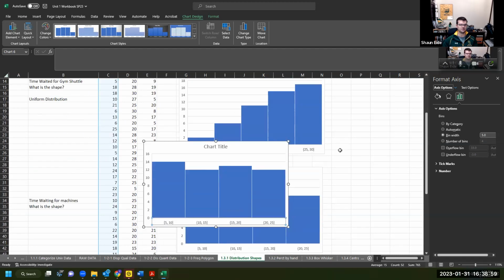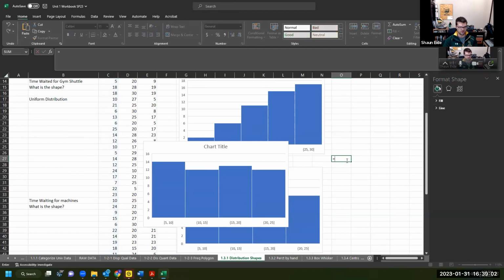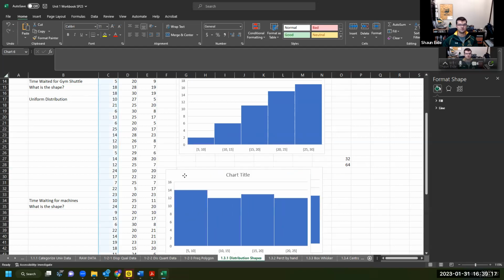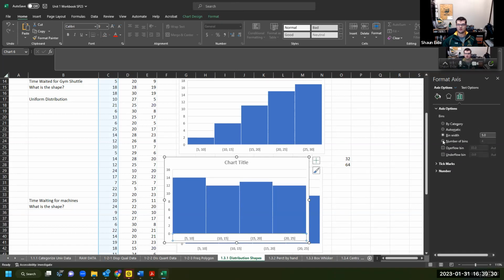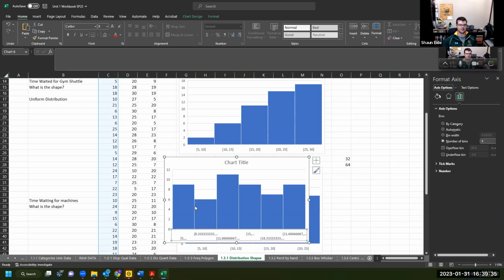If you look at it, 2 raised to the 5th is going to be 32. 2 raised to the 6th is 64. So that's the 2 to the k rule. So it should be 6, which we could also do as well. And let's see here. Let's do number of bins, 6. And you'll see that it looks a little bit different.